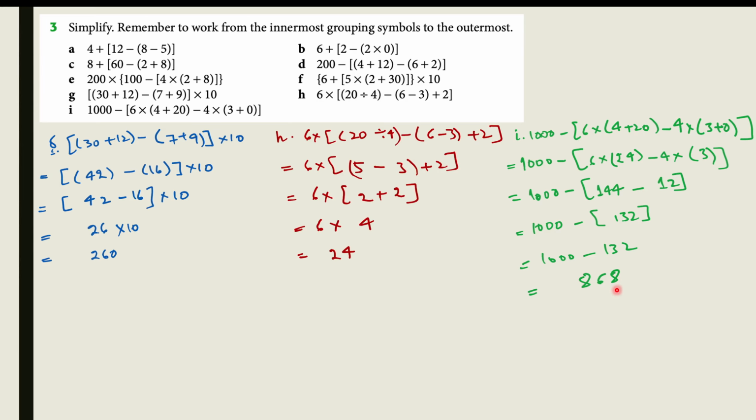So all the problems we were able to solve, and you may have noticed that throughout we started with the innermost grouping symbols and worked outward. You can practice more to master it and be able to apply all these rules and solve such questions even more quickly.